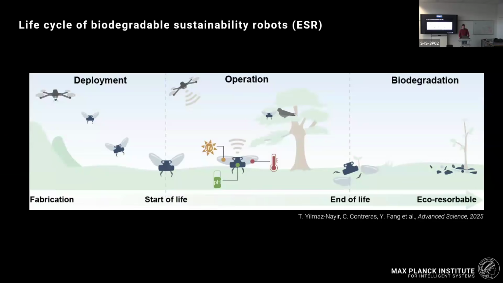What if you have a robot that you can deploy, it operates for a certain amount of time, in a way that is safe for the environment, safe for the flora and fauna that you find in the ecosystem. And then when we don't need the robot anymore, it starts to biodegrade and leaves no trace. This could be a very interesting application especially for robots that we cannot recollect, that are too cheap for it to be worth recollecting.